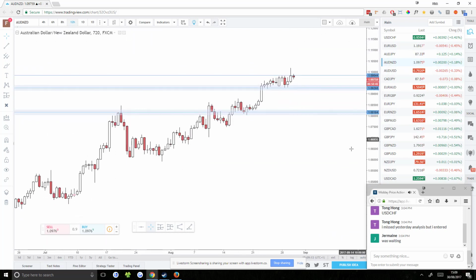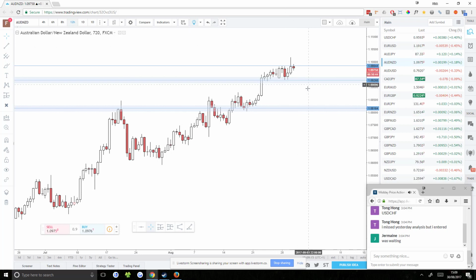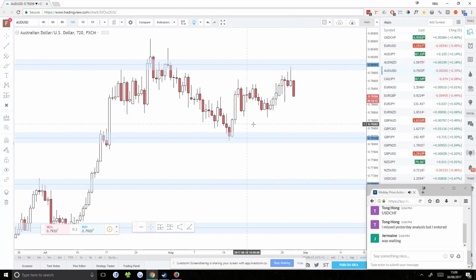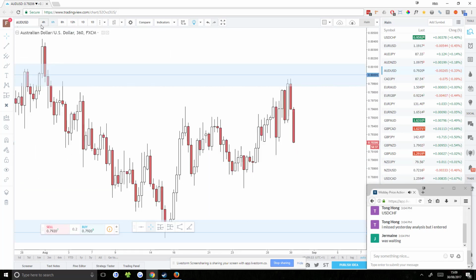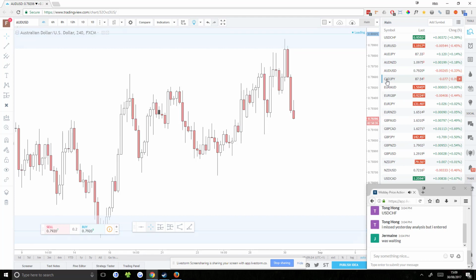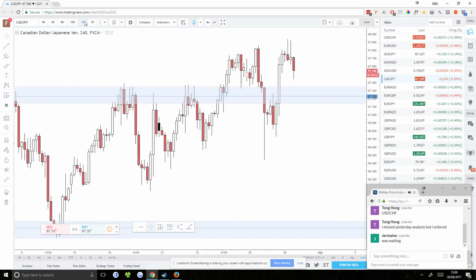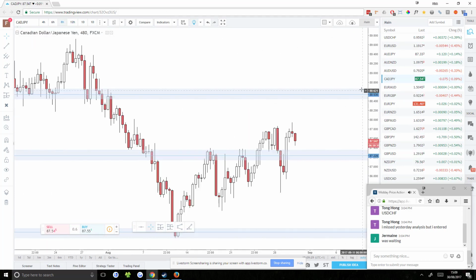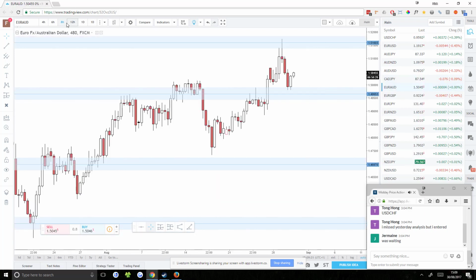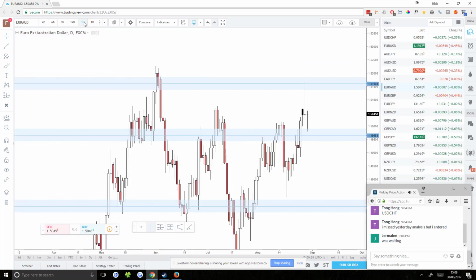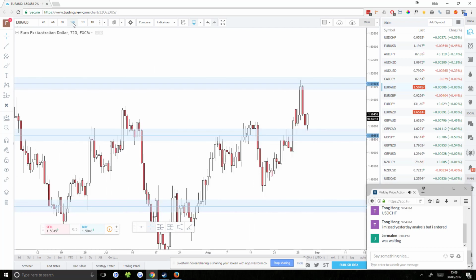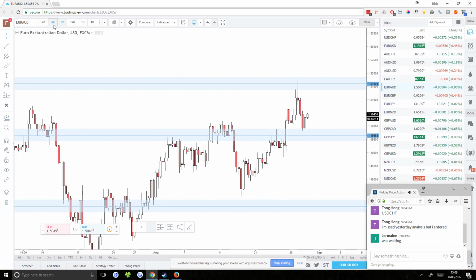AUD New Zealand. Oh yeah, we were talking about this yesterday. It's a bit messy too, so nothing much has changed. AUDUSD. Nothing much there. CADJPY. Not much going on. EURAUD. What's up with you? Ah, it's going long. A long kind of continuation trade there.